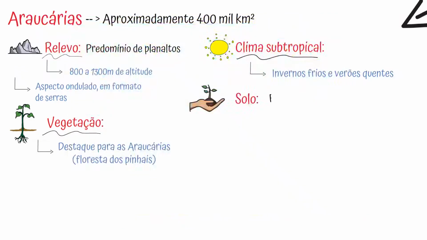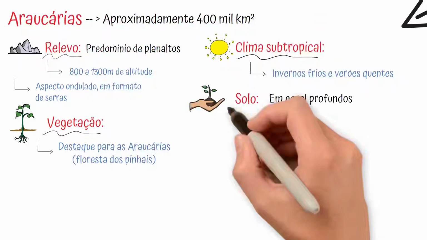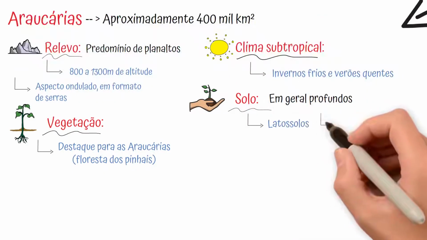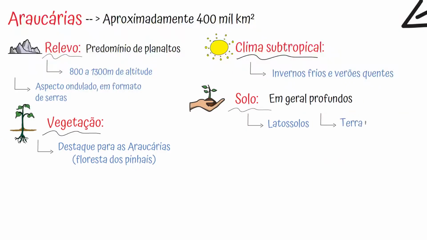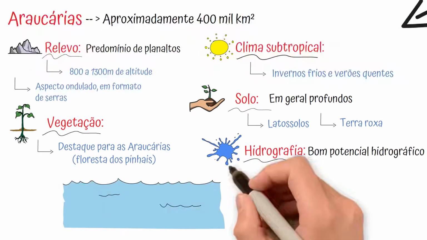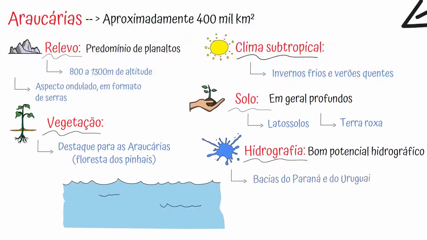In general, the soil in the region is deep, marked by the presence of the so-called latosols. And here we also have the presence of the so-called terra roxa, mainly in the state of Paraná. Actually, it's not purple soil, right? It's a very reddish soil. Regarding hydrography, the region also has good hydrographic potential, including the Paraná and Uruguay river basins. And there we also have the Itaipu Dam, which is the largest hydroelectric plant in the country, right? Located in the state of Paraná.